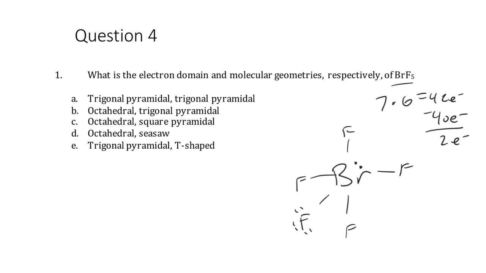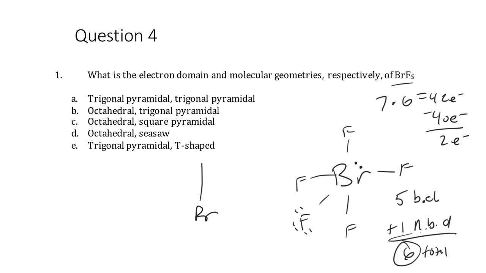So bromine has 5 bonding domains plus 1 non-bonding domain. That's 6 total. 6 total is octahedral. So octahedral domain geometry. And then we just pick one of these spots to put a lone pair. And so let's choose a spot here to put our lone pair. And then we put our fluorines here.